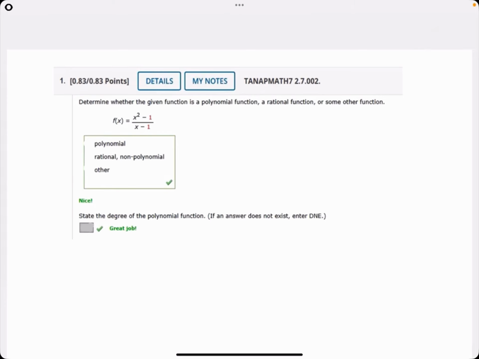Okie dokie. In this video, we're knocking out WebAssign 2.7, starting with number 1. Determine whether this function is a polynomial, rational, or some other function.